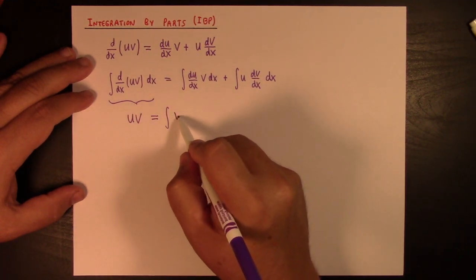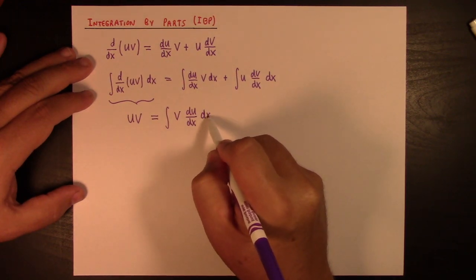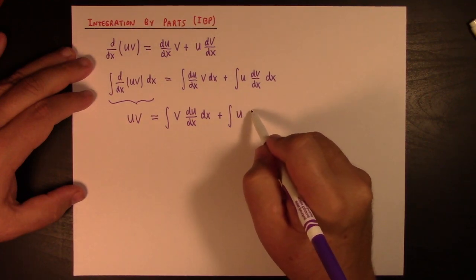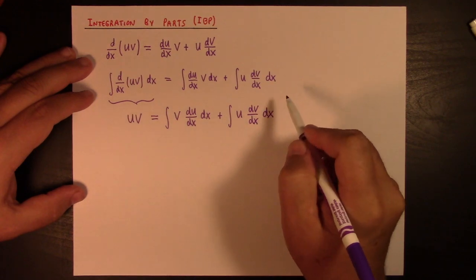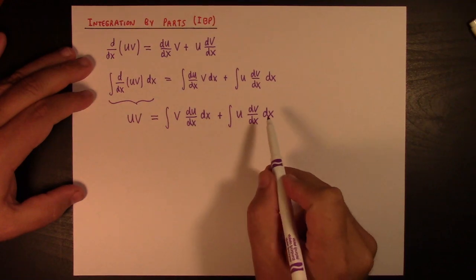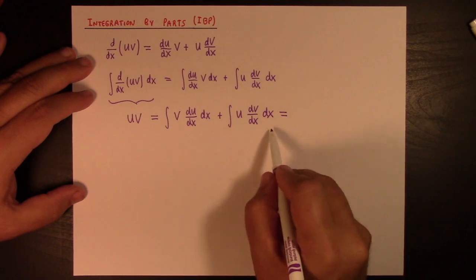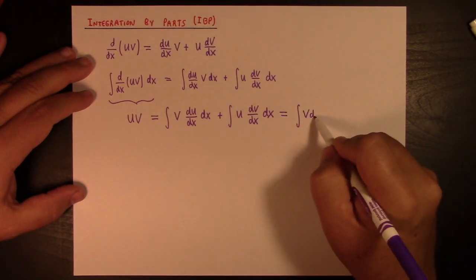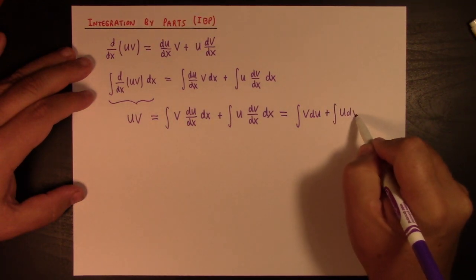Now, I'm going to rewrite it this way: v du/dx dx plus the integral of u dv/dx dx. All right. So if we think about making a u or a v substitution, then we can simplify this further. We can say that's really just the integral of v du plus the integral of u dv.